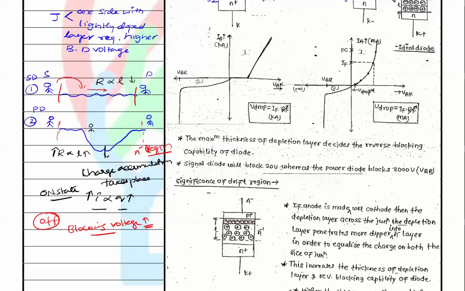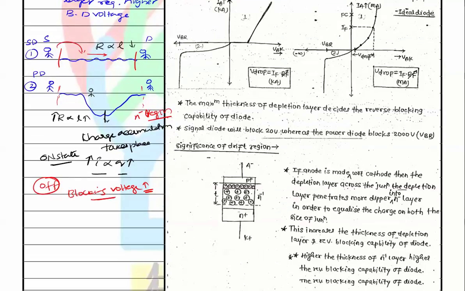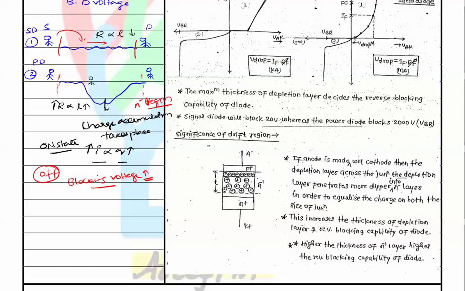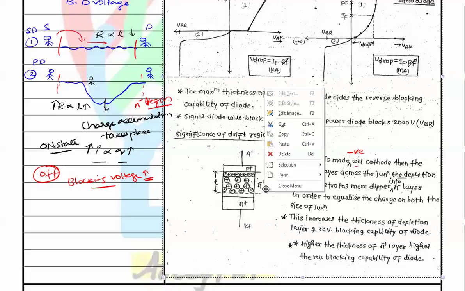Now we'll go for the significance of the drift region. If the anode is made negative with respect to the cathode, like this, then the depletion region or n minus region across the junction penetrates more and more deeper. That means if you are giving a reverse bias condition here, this region will increase like this.